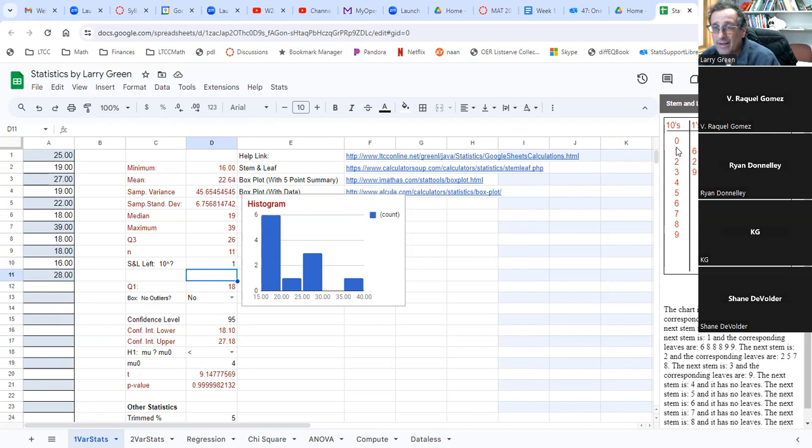So this 1 is the tens. So the 6 means that we had one answer that was 16. For example, this 8 means we had an answer that was 28. Do you see how to read that?